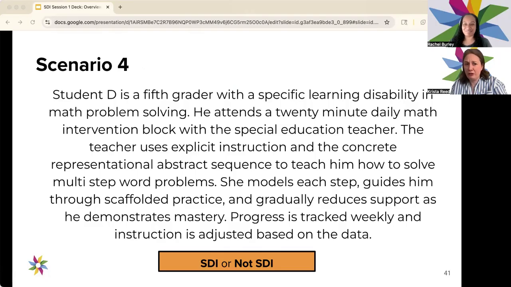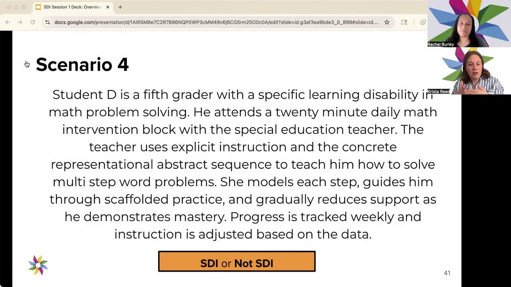I think we had 100% agreement on this one. We think everybody said, yeah, this is SDI. And we really wanted to shout out the teacher in this example because they're intentionally providing instruction with a strong evidence base for a student with a disability in math problem solving, right? The CRA, concrete representational abstract sequence, helps students move from a concrete understanding to an abstract understanding of a math concept for things like word problems. That is exactly what a student with math problem solving gaps needs.